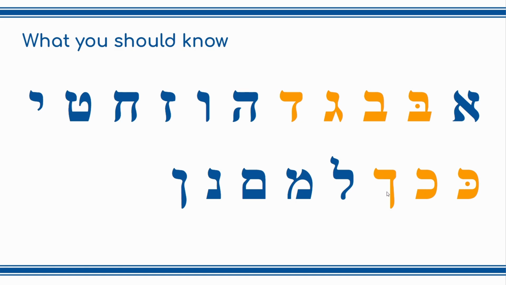Now this part, this is Chaf Sofit. This is without the dot, it makes the ch sound. So these two make the same sound. This is just at the end of a word. That's why it's called Chaf Sofit.